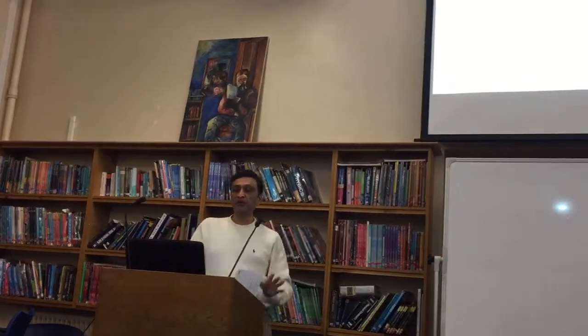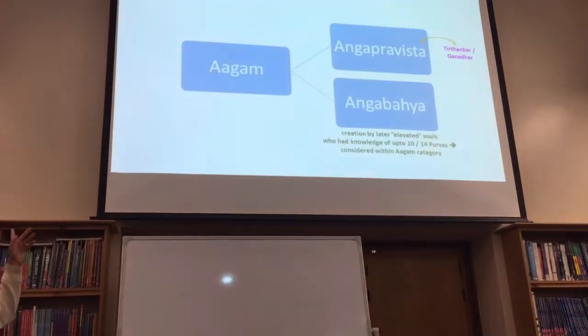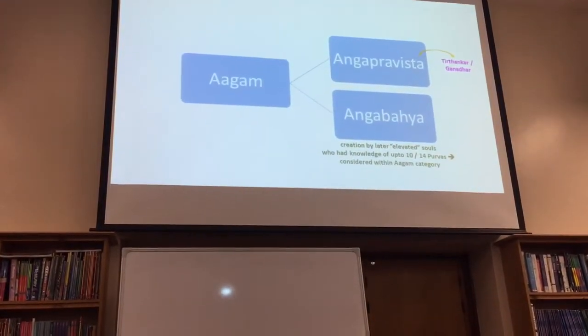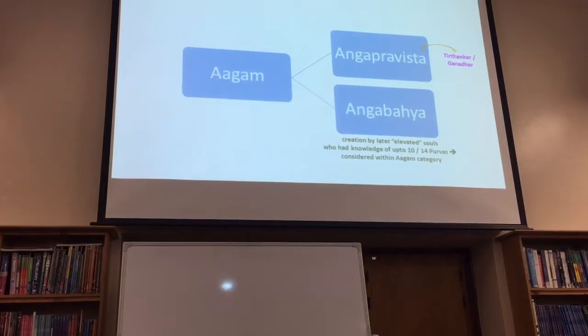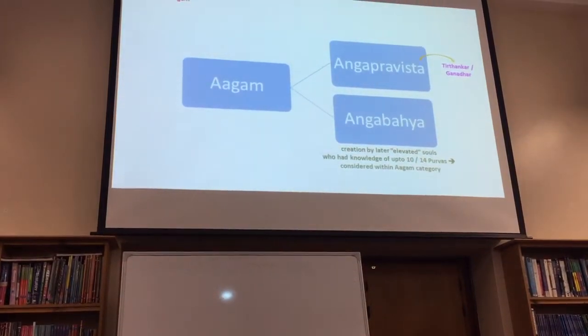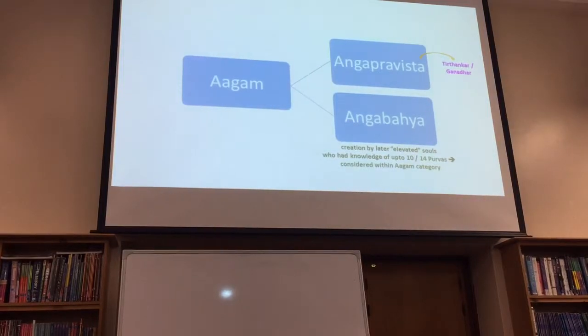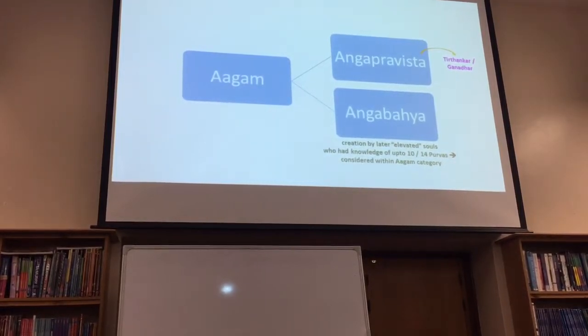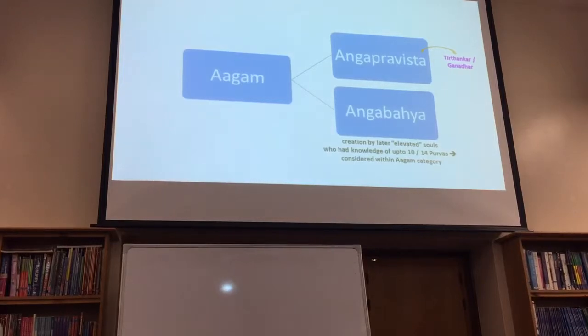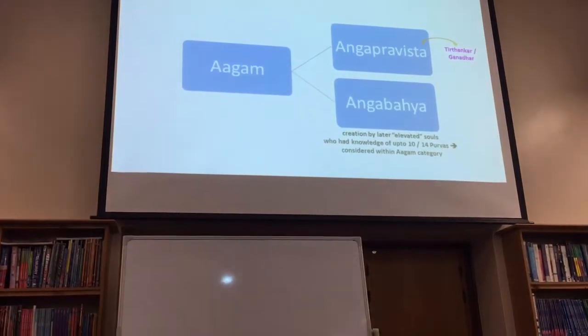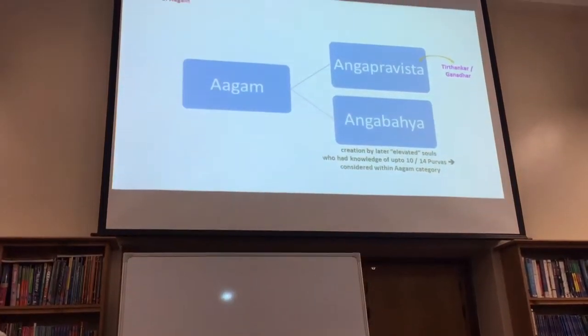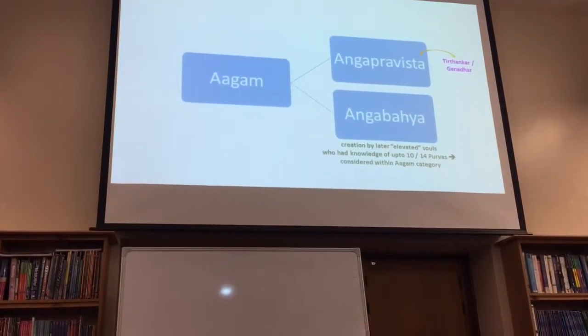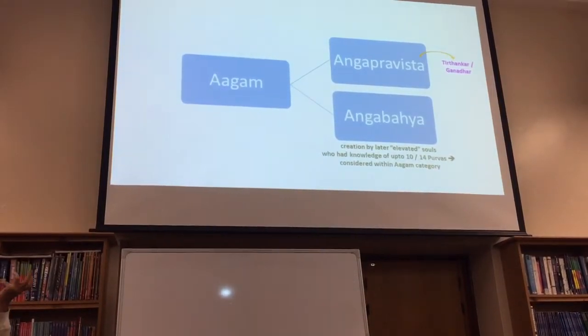Another general division for the Agams is that they are divided into two broad divisions, Anga Pravista and Anga Bahaya. The definition means that any spiritual text which was given out by Bhagavan Mahavir, who just uttered the words, and then Gautam Swami and Sudharma Swami, and many of the later acharyas who had, of the 14 purvas, in the classification, people who had 10 out of the 14 were supposed to know enough knowledge, and if they wrote something down, that becomes the core Agam text.